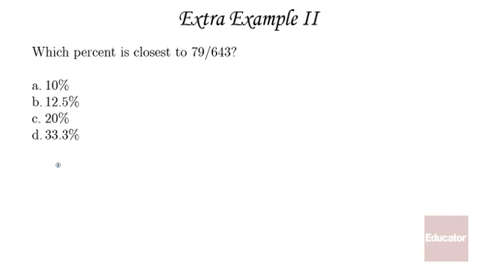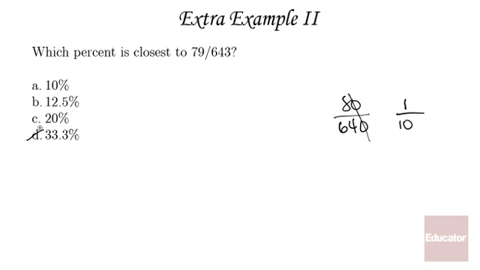Which percent is closest to 79 over 643? Well, 79 is about 80, and I could round 643 to about 640. And then that would be easy. It would be about 1 out of, close to 1 out of 10, not quite. Well, that means that I can definitely take out 33% because 8 is not close to 33% of 64. If I did 8 times 3, that would only get me to 24.